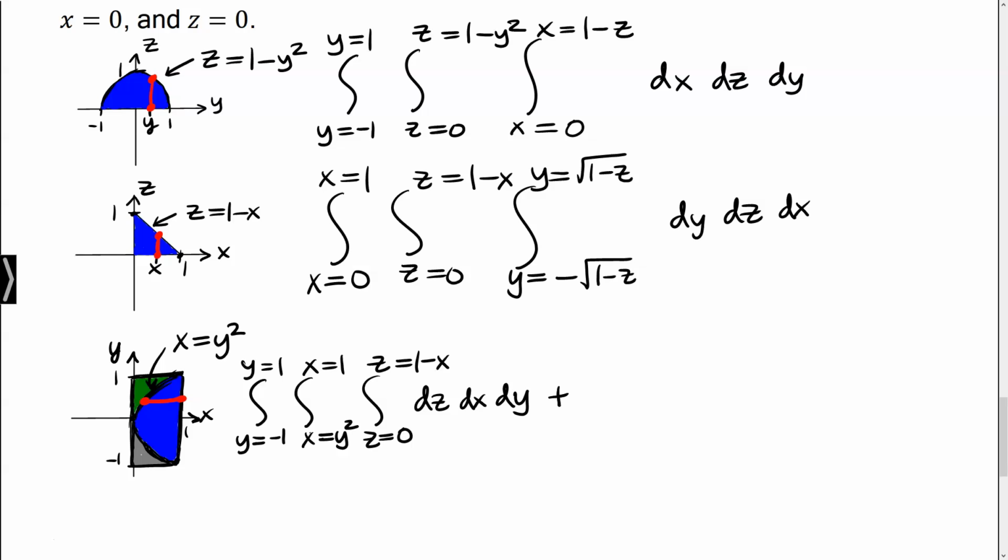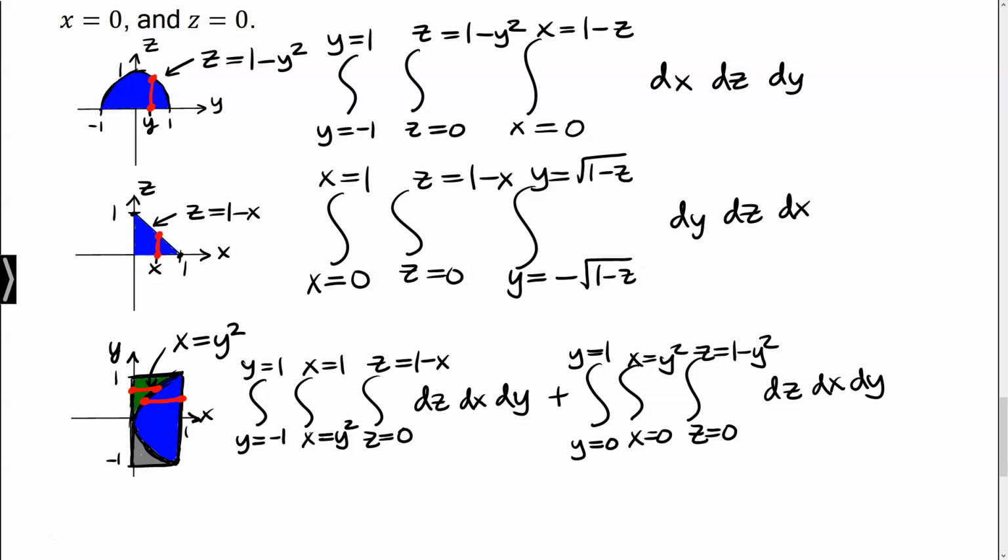Plus, now we're going to have another piece here. Let's look at the green. For the green, y goes from 0 to 1. And x is going to range from here to here, so from 0 up to y squared. And then lastly, z is going to go from 0. On either side here, the green or the gray, we have to go up to the cylinder, which is 1 minus y squared. So z from 0 to 1 minus y squared.